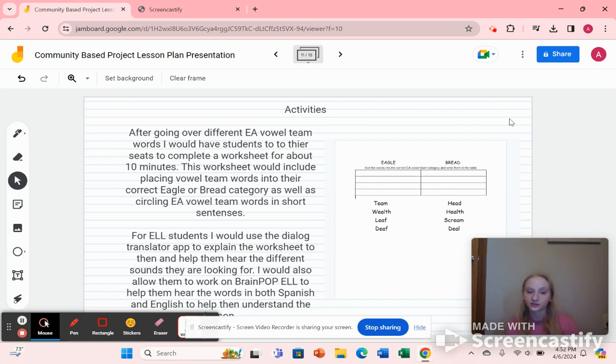For ELL students, this is the time that I would use the Dialogue Translator app to help them make sure they understand what they need to be doing for the worksheet, as well as making sure they understand the different types of sounds the words can make. I can also allow students to use BrainPop ELL to make sure that they know what types of words they're looking for, and they can both hear and see the words in both Spanish or English or whatever language they need help in, and they can understand the different types of sounds that they make.